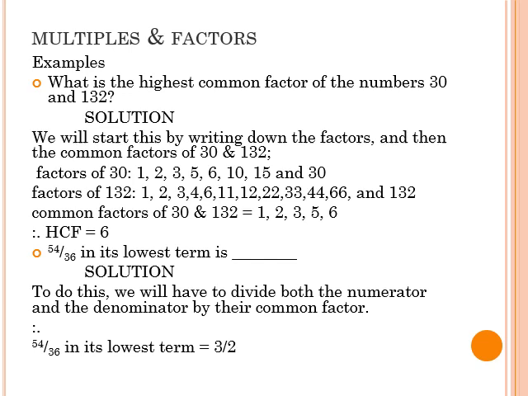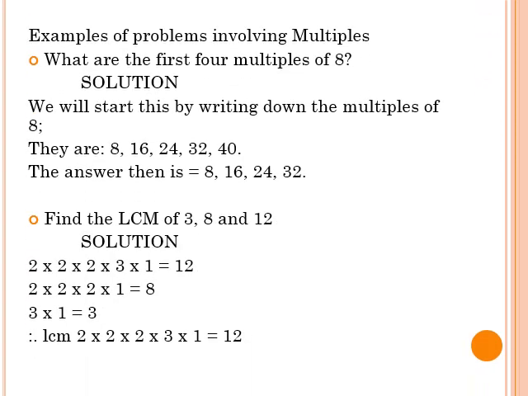This is a fraction in its lowest term. It is what? It is a fraction in its lowest term. You have succeeded in dividing the fraction 54 over 36 by their common factors, such that you can no longer divide them again, and your answer is now what? 3 over 2. Good. We are going to move on to the next slide.